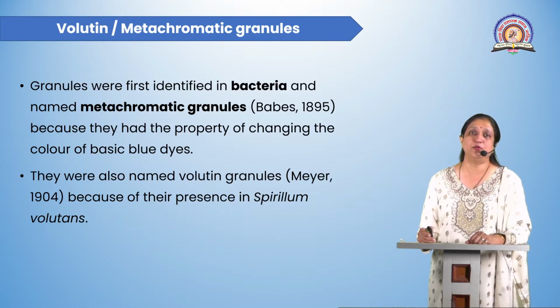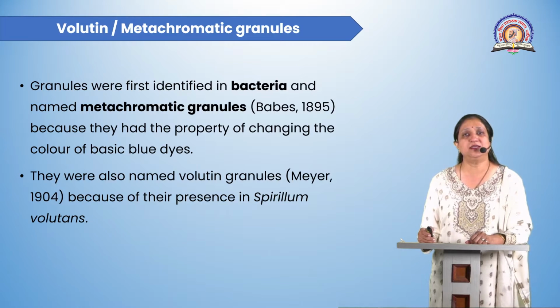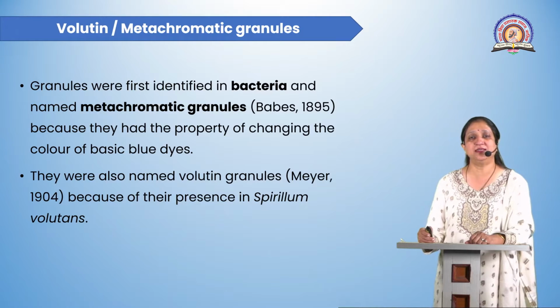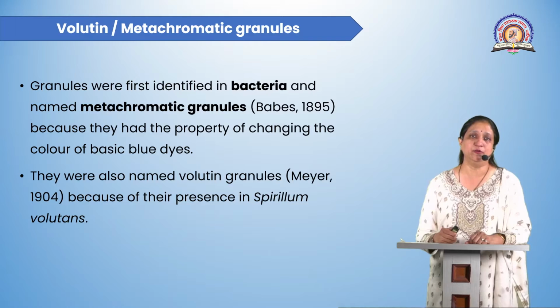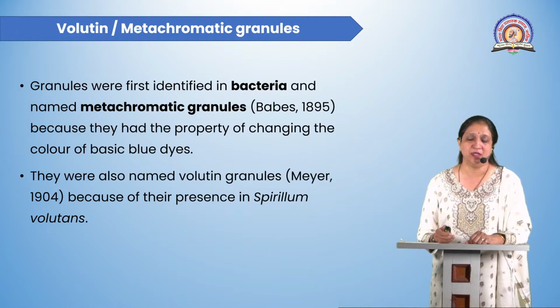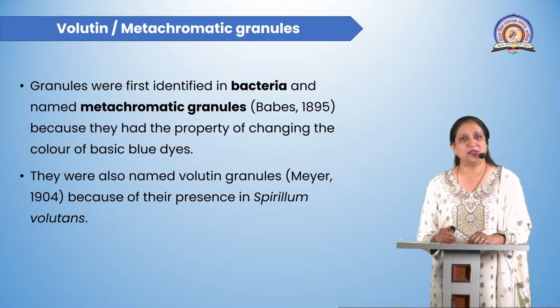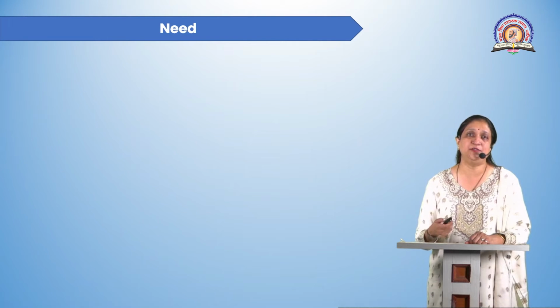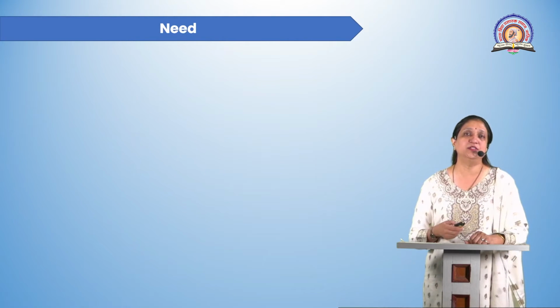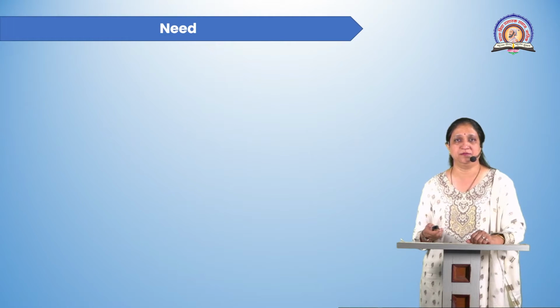They are also referred to as volutin granules because these granules are also found to be present in the organism Spirillum volutans. These granules in Spirillum were first identified by Meyer in 1904, when he named them the volutin granules. So whether it is the Babes-Ernst granules or the volutin granules, all these are the metachromatic granules, metachromatic because they have an ability to change the color of the dye which is used to stain them.